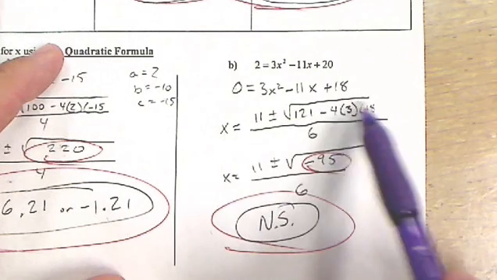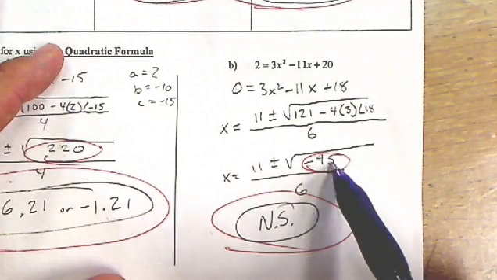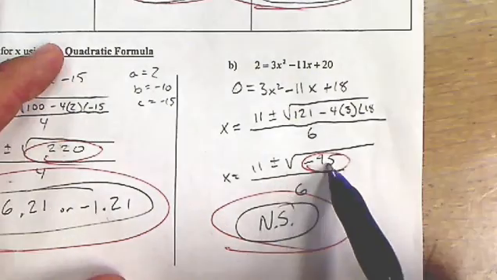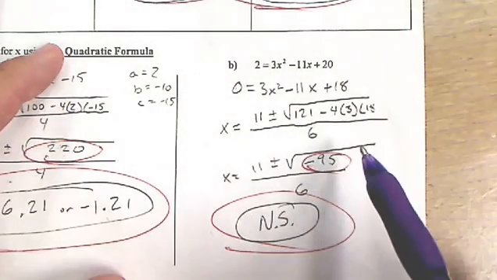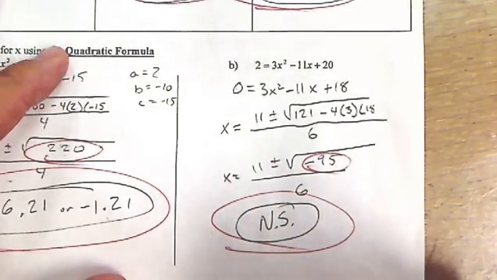And after you plug it all in this one, you should get a negative 95. You can't take the square root of negative. And that leaves you no solution.